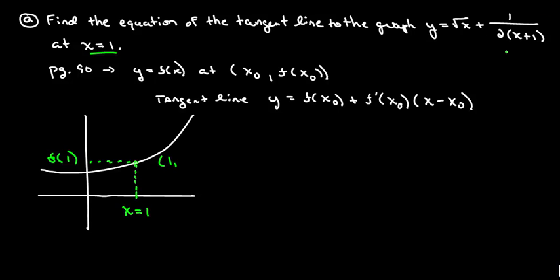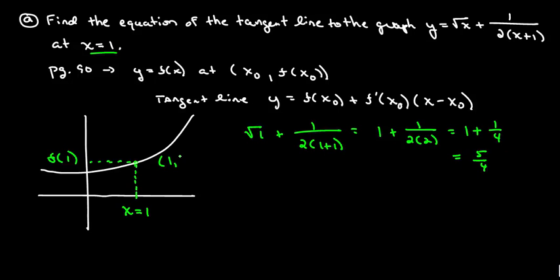Now to get this guy out, we're going to take 1 and plug it into here, so it'll be the square root of 1 plus 1 over 2 times 1 plus 1. So that'll be 1 plus 1 over 2 times 2, or that'll be 1 plus 1/4, which is the same thing as 5/4. Okay. So if you had this function y here, okay, that's the function y. If you plugged in 1, you would get out 5/4. Okay, so no big deal there.